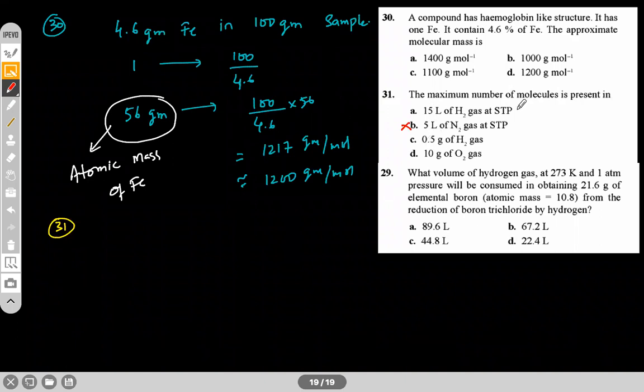So the number of moles here is 15 by 22.4. Here the number of moles is what? 0.5 divided by 2. So that would be 5 by 20 moles. And here the number of moles will be 10 divided by 32. Correct? Now we need to compare this 15 by this, 5 by this, and this.